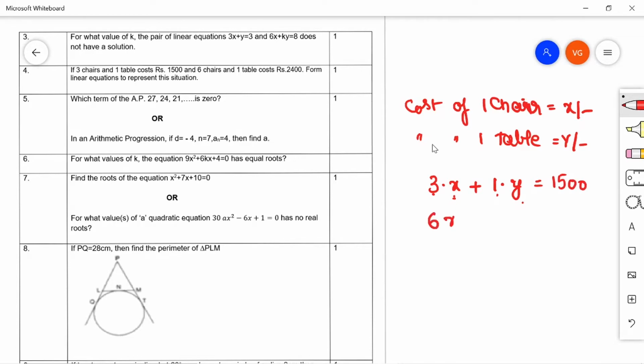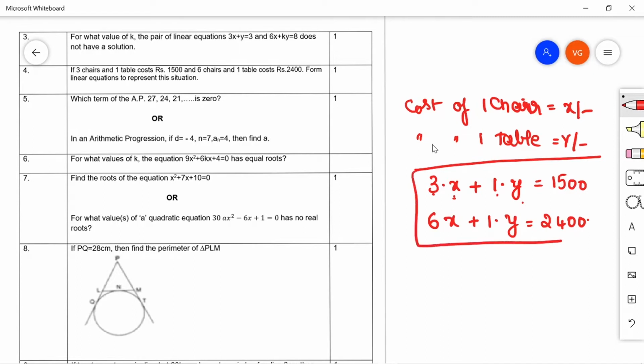Similarly, 6 chairs plus 1 table costs you 2400. So these are the two equations that you can frame. For each equation you will get half mark. Half mark here and half mark for this.